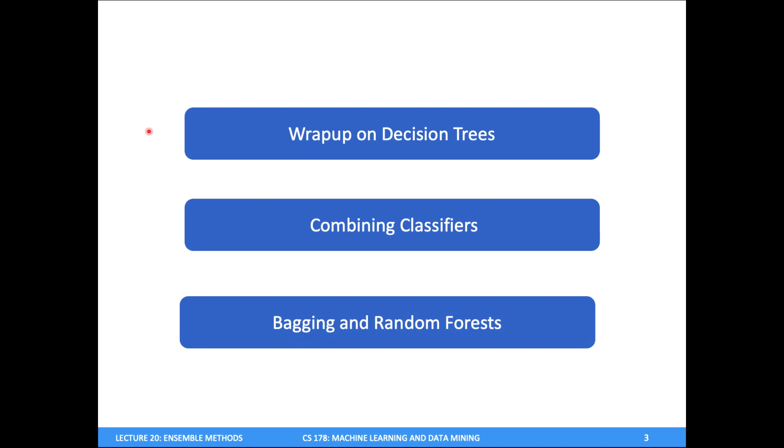Okay. So today we're going to start out with just a quick wrap-up on decision trees. We'll actually also analyze their time-space complexities. After that, we'll start our discussion on combining classifiers. So these are the ensemble methods that I briefly mentioned. And at the very end, we'll introduce these things called random forests.